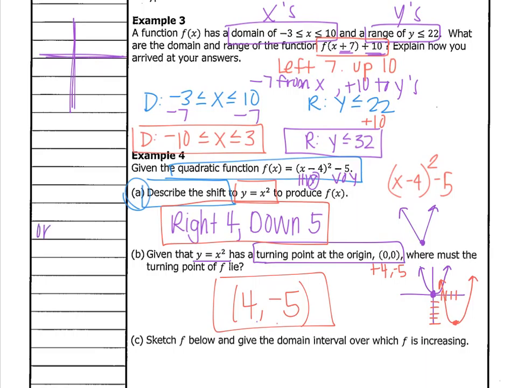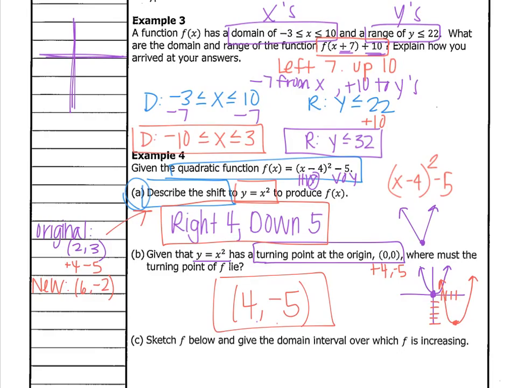Now let me give you another example. Say that the original turning point was at 2, 3. Now I'm asking you, what's the new one based on this description? Right 4, down 5. So again, that means add 4, subtract 5. So the new turning point is at 6, negative 2.